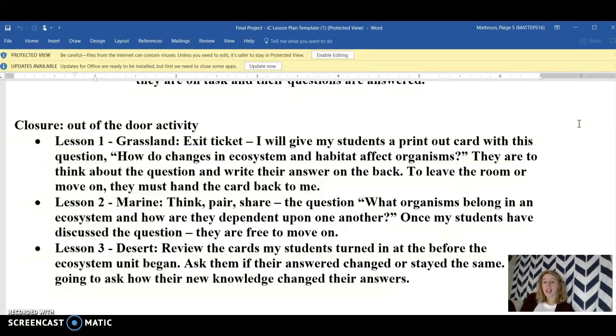And so I'm bringing their cards back on the final day, and they're going to evaluate their cards and their answers. So I'm going to ask them if their answer changed or stayed the same, and how their new knowledge changed their answers. Once I get their responses, I think I'm going to do it in a think, pair, share, just to get the knowledge flowing, and so they're not afraid to share what's going on. Or even just change their note cards and hand it back to me. It'll be interesting to see how much their answers have varied.